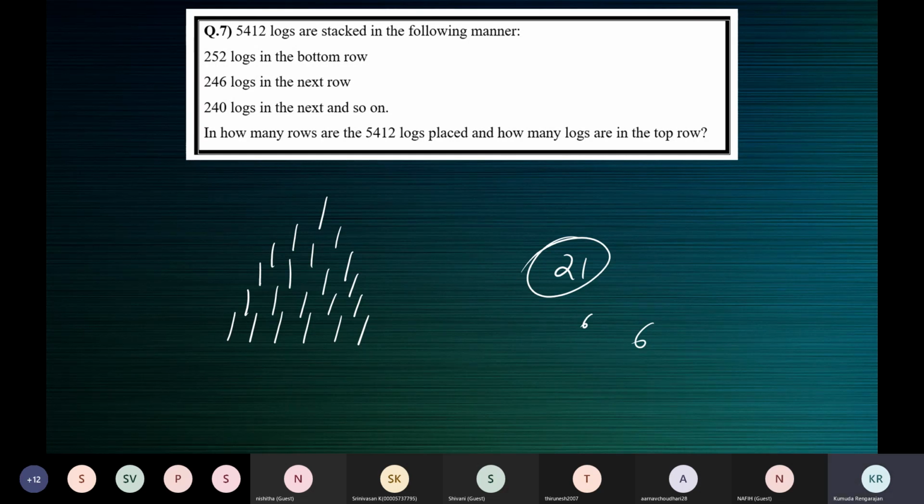So we carry on the process till we are done stacking. We have 21. We started with 6 in the bottom row and then 5 over it, 4 over that. We go on. When do we stop? Till all the logs are exhausted, meaning we are done with all the logs.